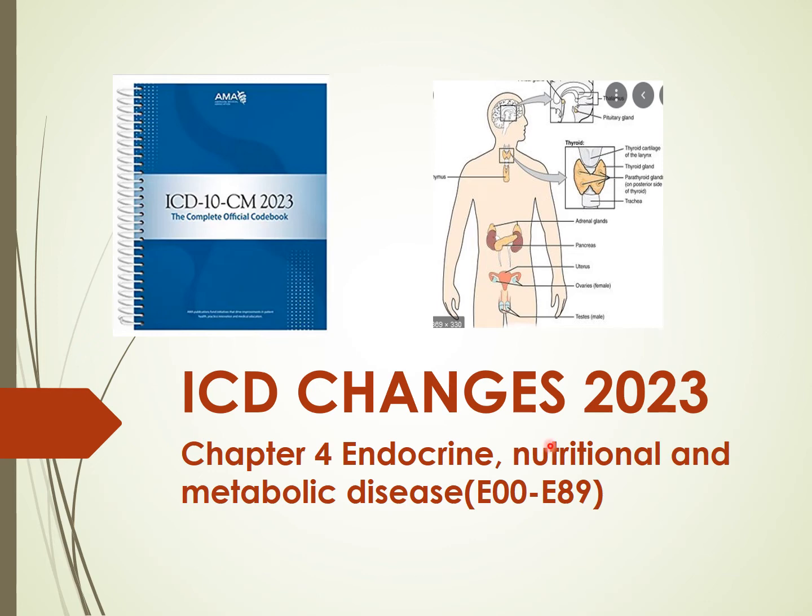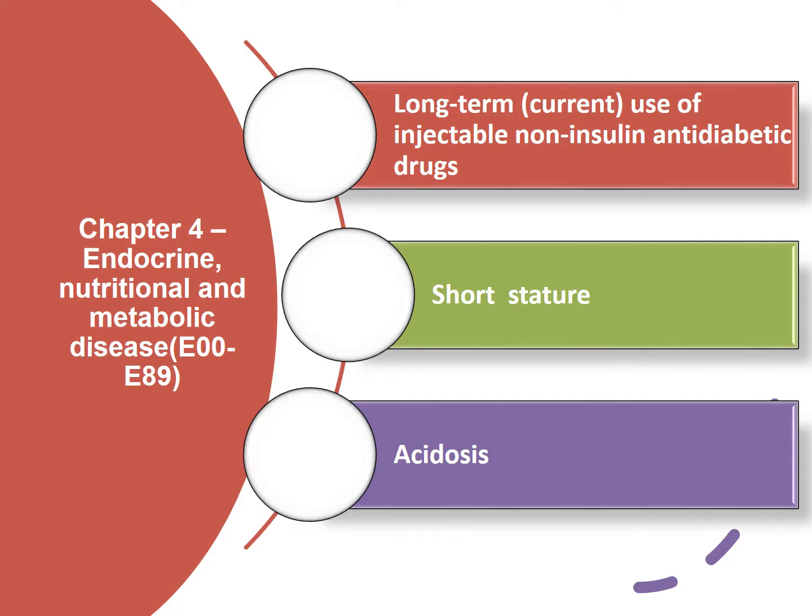Hi viewers, we will see chapter 4 changes in this video. Chapter 4 is endocrine, nutritional and metabolic diseases. Code category is E00-E89. Coming to the changes.